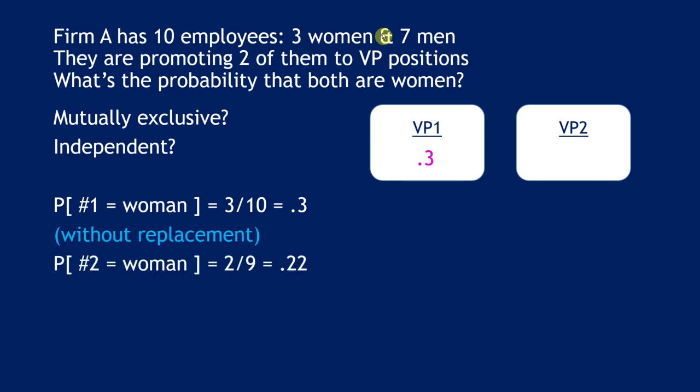So that's why the probability of the second promotion will depend on the first promotion. Now the second one, being a woman, will only be 2 out of 9, instead of 3 out of 10, and that's a 22% chance for the second one to be a woman. So that's the second position.